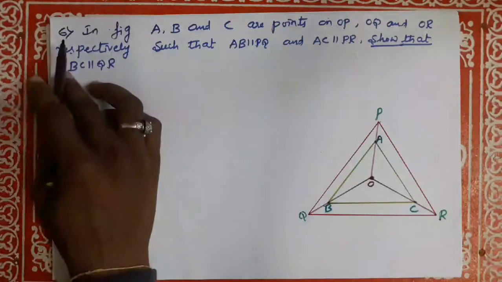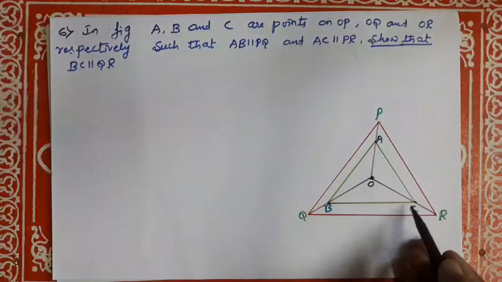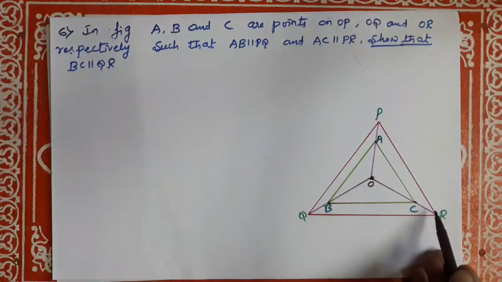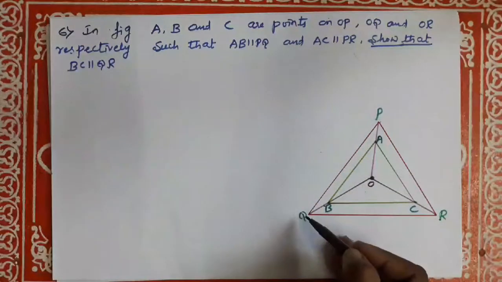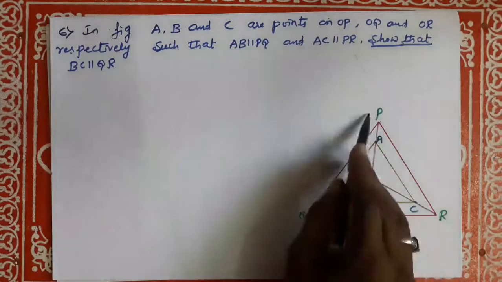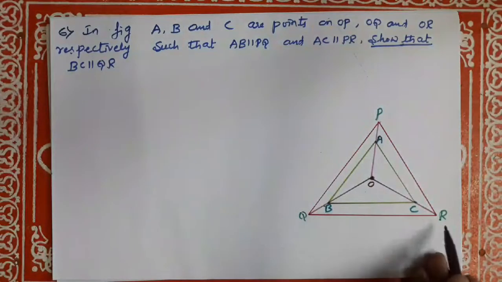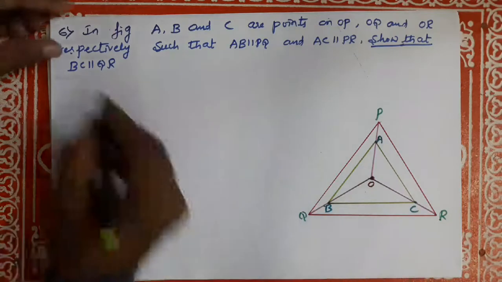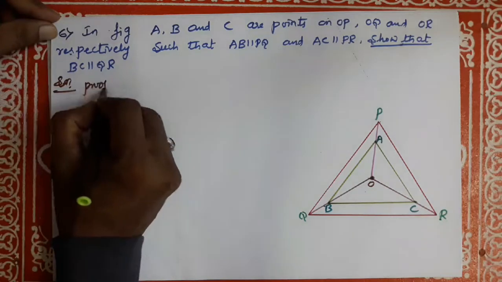Dear students, now the sixth problem we have. In the given figure, A, B and C are points on OP, OQ and OR respectively, such that AB is parallel to PQ and AC is parallel to PR. We need to show that BC is parallel to QR. Let us find equations 1 and 2. Solution, proof.